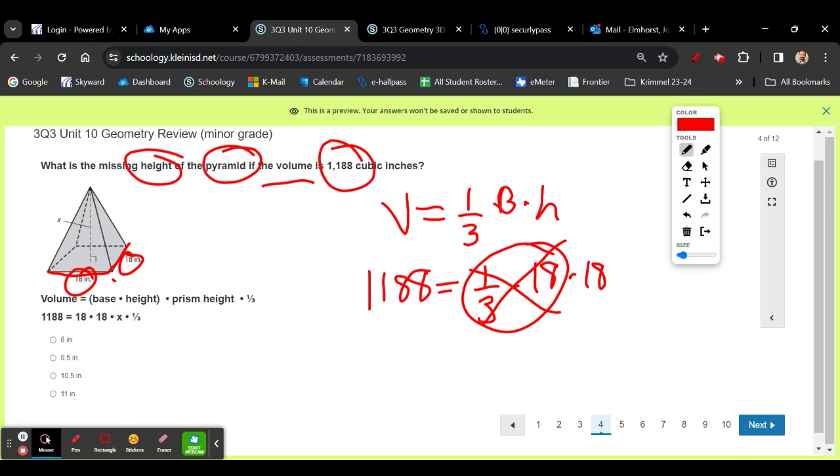So 18 divided by 3 is going to be 6. So we got 6 times 18. Oh, and then we were missing the height. So how do we solve? We're going to divide by 6 on both sides and divide by 18 on both sides. So you can multiply 6 times 18 and then divide it, or you can divide individually.